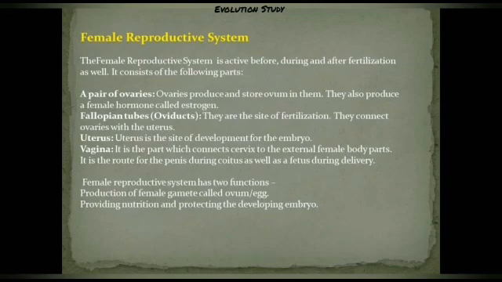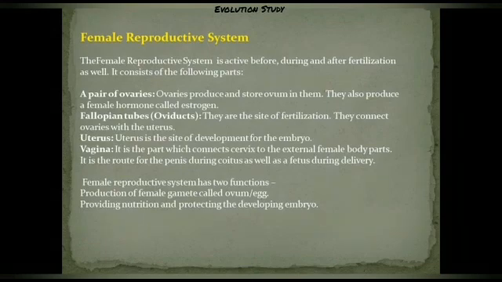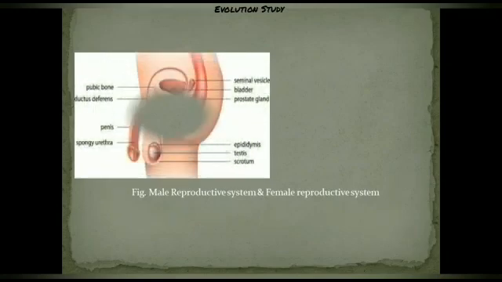Vagina. It is the part which connects the cervix to the external female body parts. It is the route for the penis during coitus as well as for the fetus during delivery. The female reproductive system has two functions: production of the female gamete called the ovum or the egg, and providing nutrition and protecting the developing embryo. A picture of both the male and the female reproductive system is given here. You can see the locations where they are located.